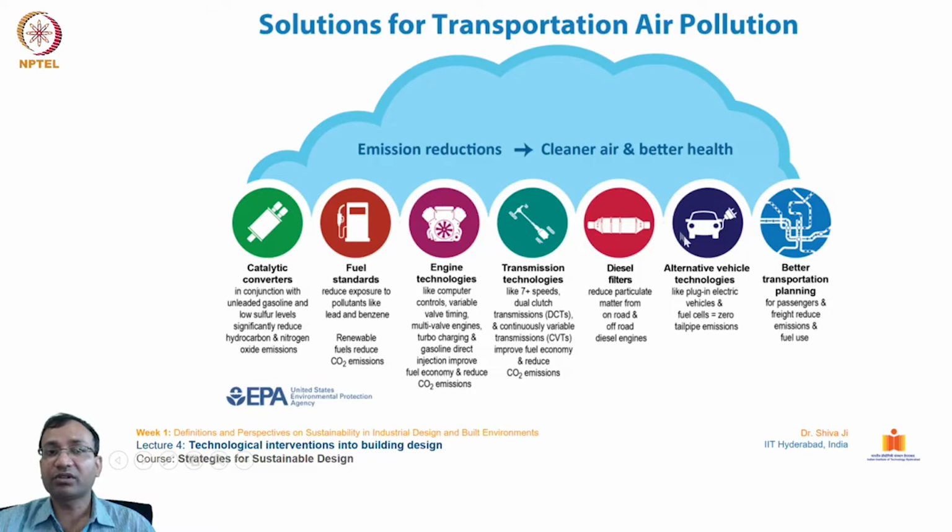Then diesel filters. Diesel is one of the very harmful hydrocarbons, so filters will reduce particulate matter from on-road and off-road diesel engines. The next one is alternative vehicle technology, like plug-in electric vehicles and fuel cells. These result in zero tailpipe emissions, so there won't be any emission from the car itself. And better transportation planning and better transportation systems for passengers and freight reduce emissions and fuel use.